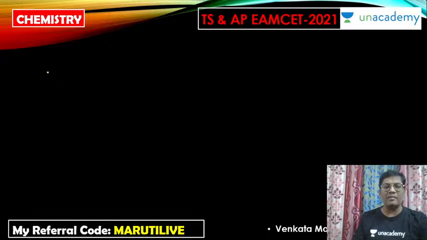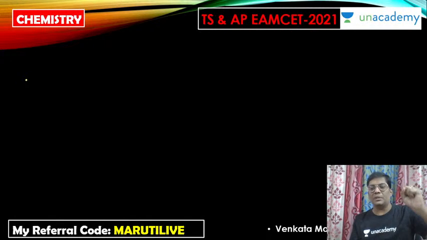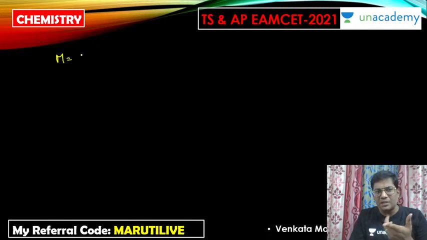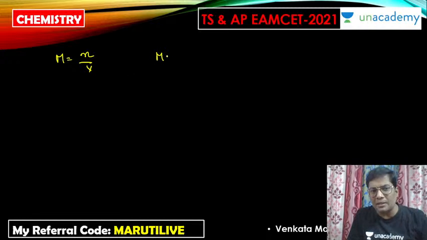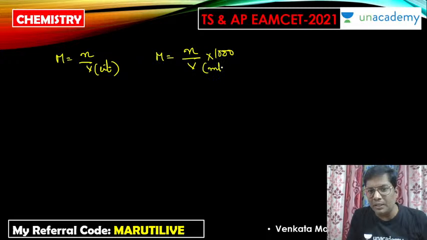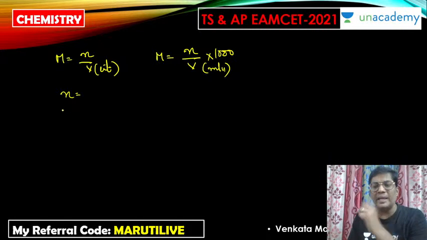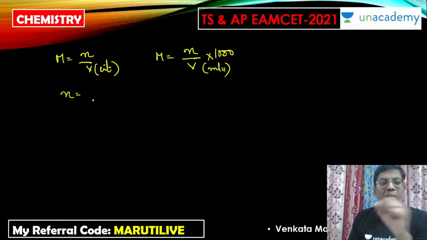Molarity has one more important formula, which I am going to discuss right now. Suppose you dilute a particular solution. You know very well molarity is equal to N by V, or N by V into 1000. This is for V in liters, whereas this is for milliliters. And what about N? N means the number of moles. Anyone please tell me, if you want to calculate the number of moles, what is the formula?